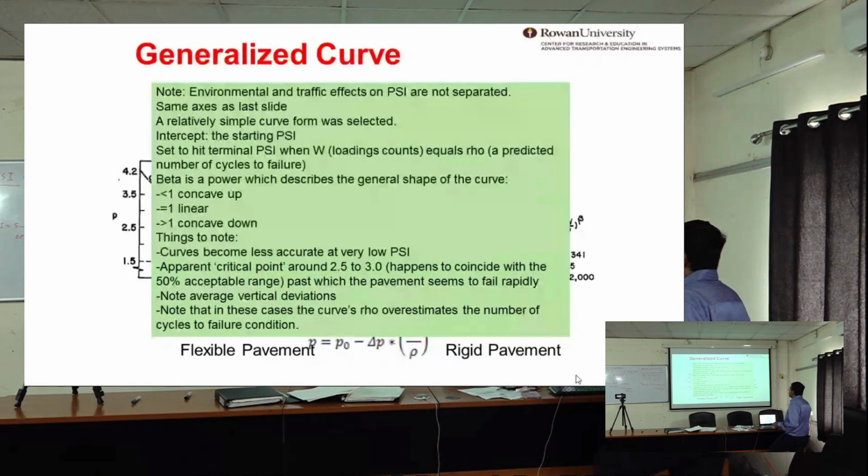Things to note. Curves become less accurate at very low PSI. The critical point around 2.5 to 3.0 happens to coincide with the 50% acceptable rate. So the actual road test assumed 1.5 as failure, but they found that 2.5 to 3.0 is a better failure criterion than 1.5.